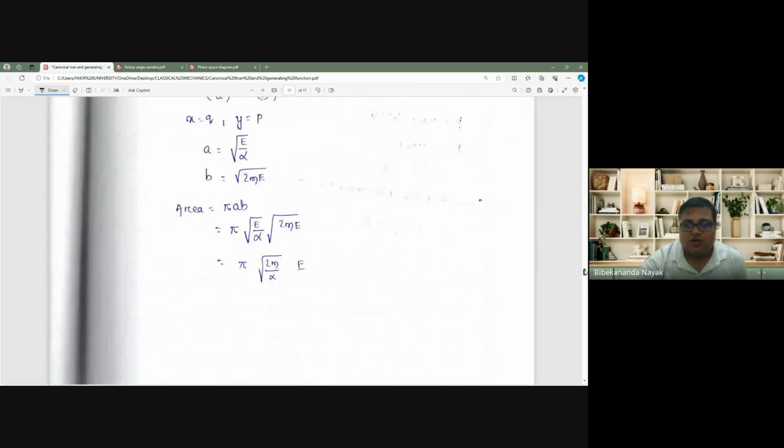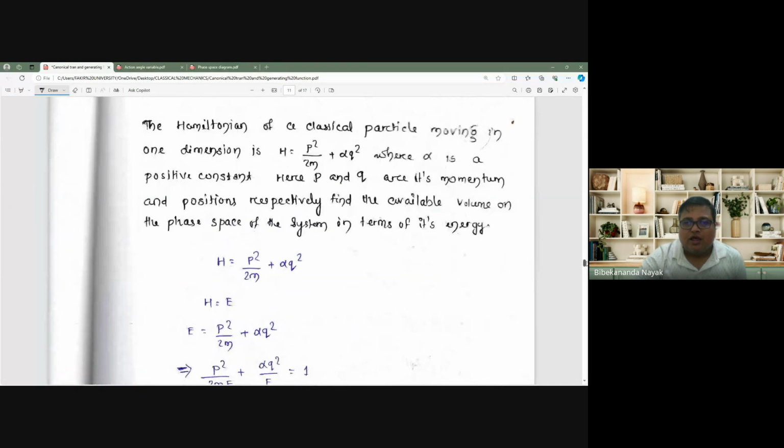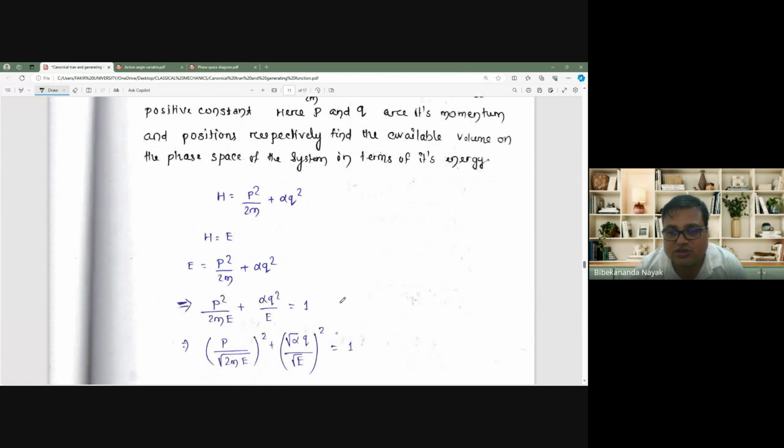Okay, we see this problem. The Hamiltonian of a classical particle moving in one dimension is this, where alpha is a positive constant. Here p and q are the momentum and position respectively. Find the available volume of the phase space of the system in terms of the energy. So it is a harmonic oscillator type phase space. The equation given is p square by 2m plus alpha q square.